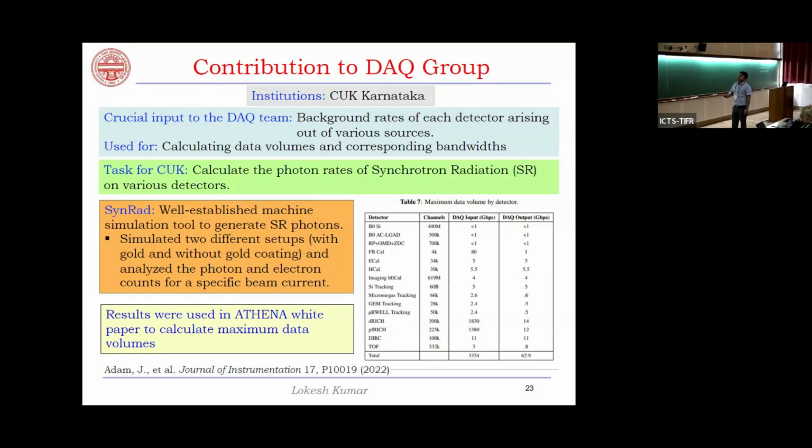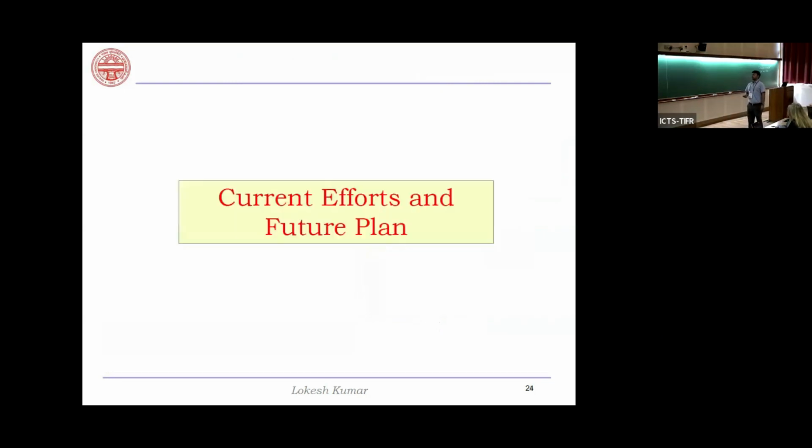And the task was to calculate the photon rates of synchrotron radiation on various detectors. They used the simulation tool SynRad, which is a well-established machine simulation tool, to generate synchrotron radiation photons. They simulated two different setups, with and without gold coating, and then analyzed the photon and electron counts. I would like to mention that these results were used in the ATHENA white paper to calculate maximum data volumes, as shown in this table.